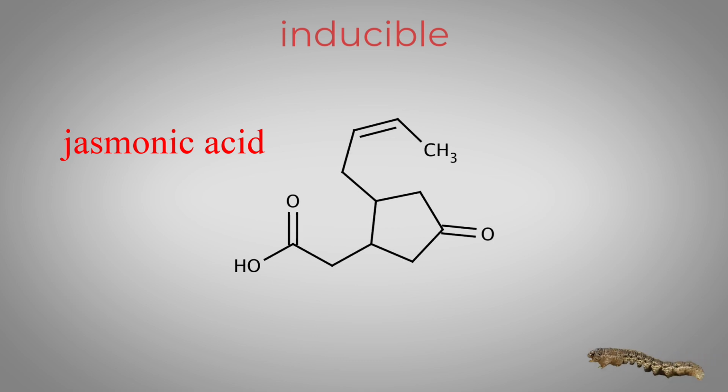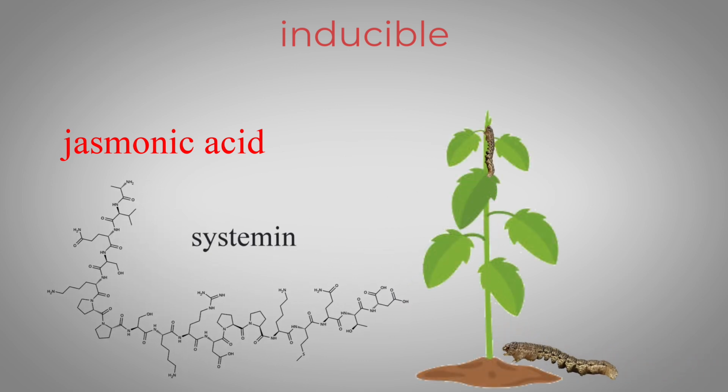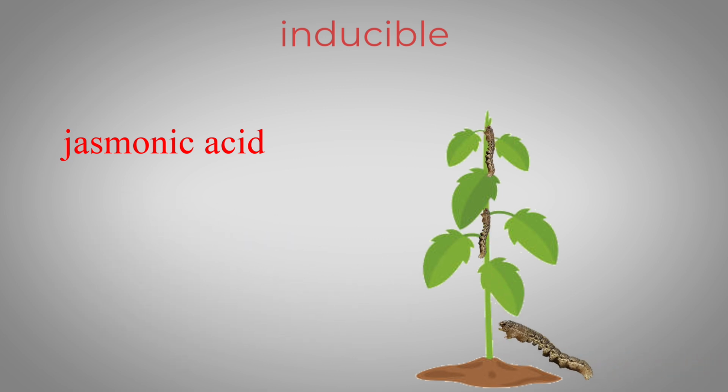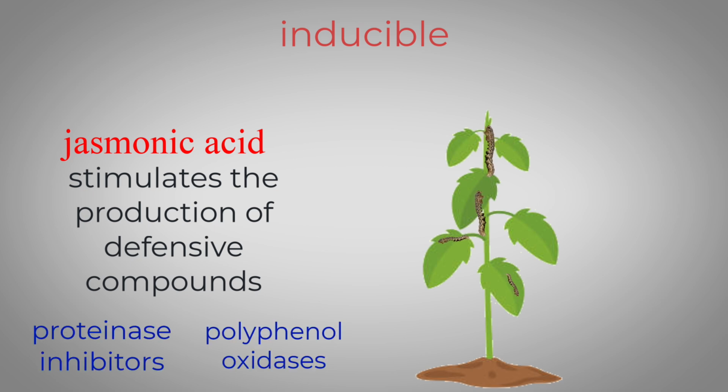When a herbivore begins feeding, a small peptide hormone called cysteamine moves through the plant, signaling for the production of jasmonate molecules like jasmonic acid. This hormone activates a cascade of biochemical changes, resulting in the production of defensive compounds like proteinase inhibitors and polyphenol oxidases. These compounds disrupt herbivore digestion, reducing their ability to process plant material effectively and efficiently, deterring further feeding.